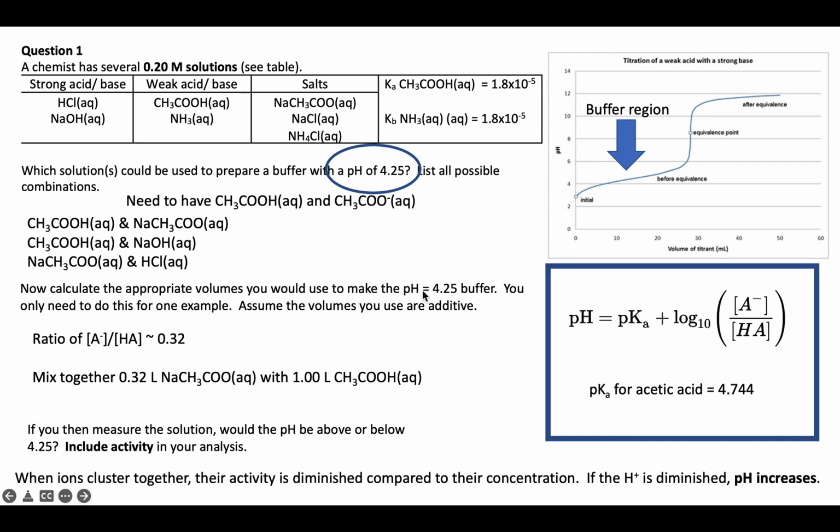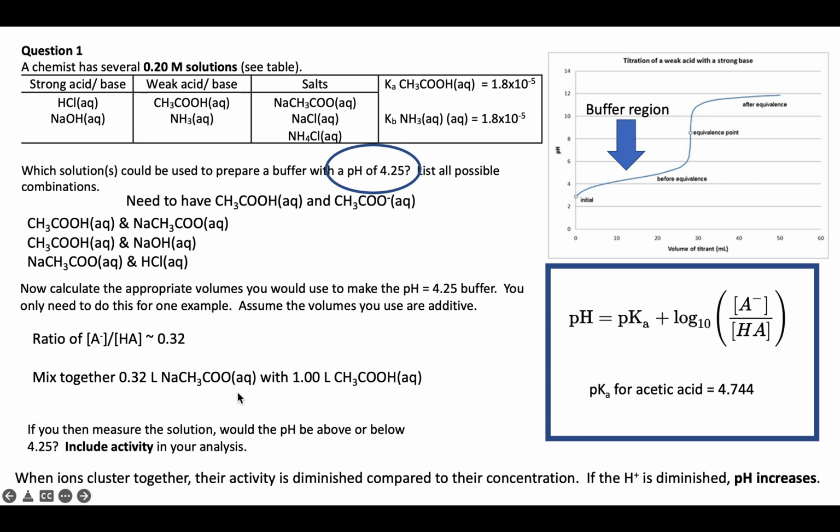If we have a target pH of 4.25, you could plug in the pKa value. You know what the pH is, and you can solve for then the ratio that you need involving the concentration of the base form and the acid form. So that ratio is around 0.32, so I could mix together solutions that would lead to that ratio involving the concentration.